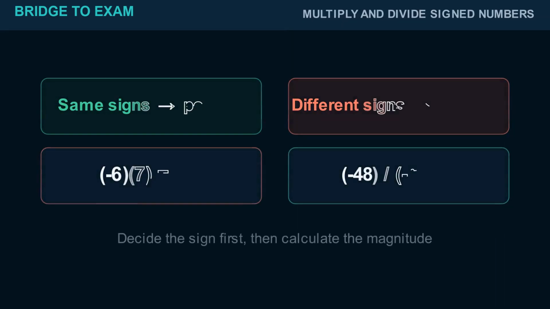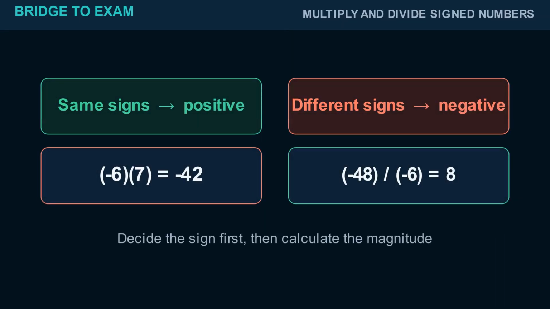For multiplication and division, decide the sign before calculating the magnitude. Equal signs produce a positive result. Different signs produce a negative result. -6 times +7 is -42. -48 divided by -6 is +8. Check division by multiplying the quotient by the divisor.